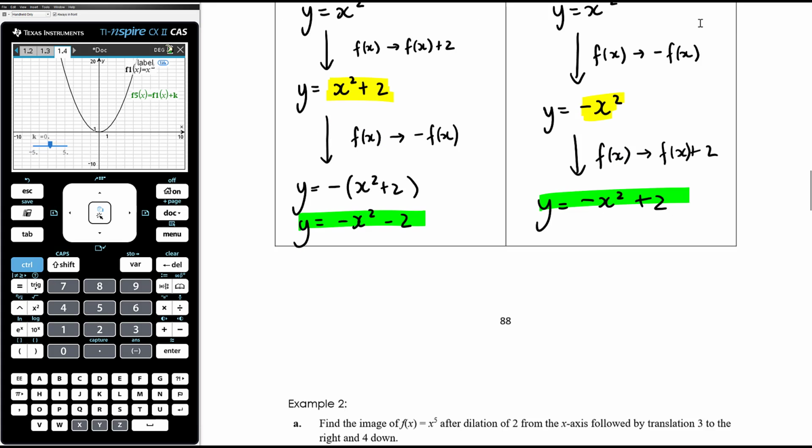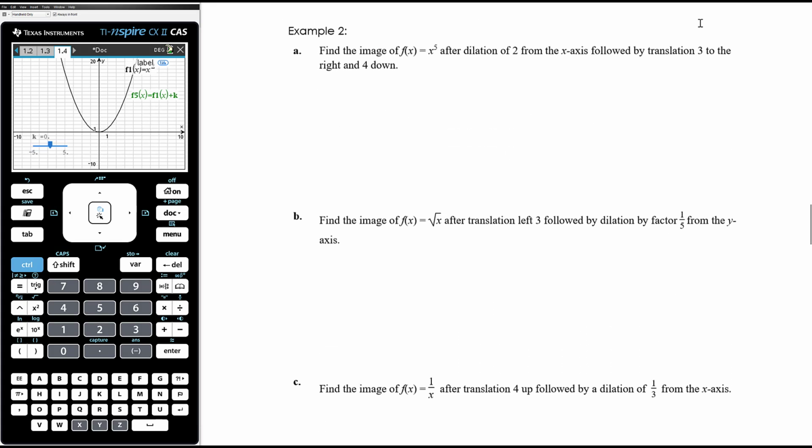All right, so let's have a think about some more examples. Find the image of f of x equals x to the power of 5 after dilation of 2 from the x-axis, followed by translation 3 to the right, and 4 down. Okay, so let's just go one step at a time.